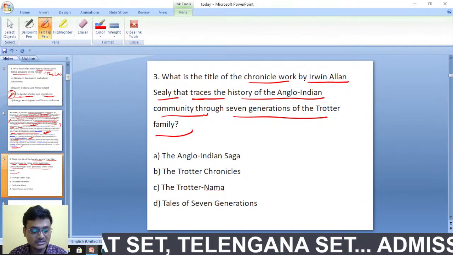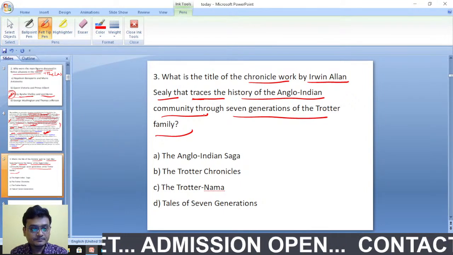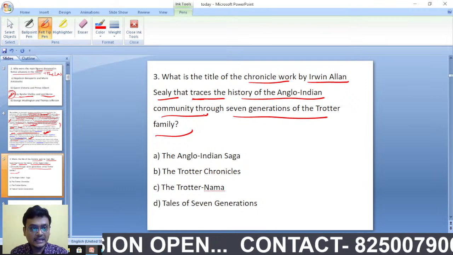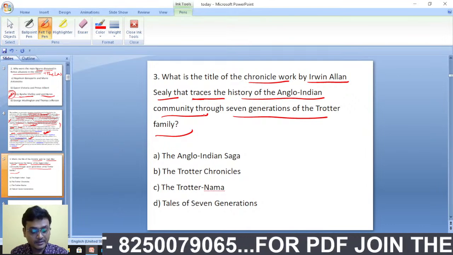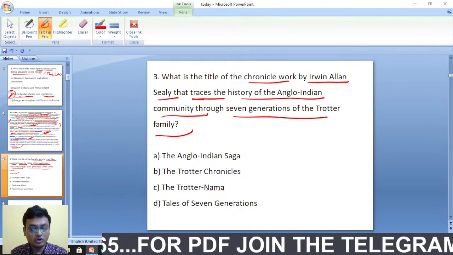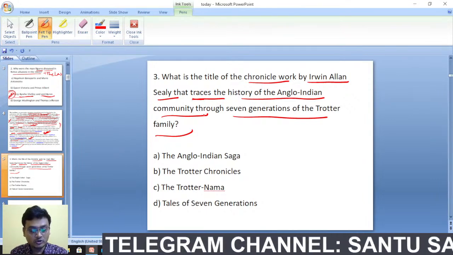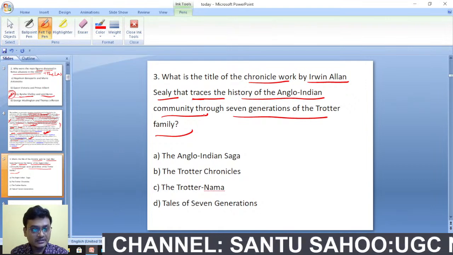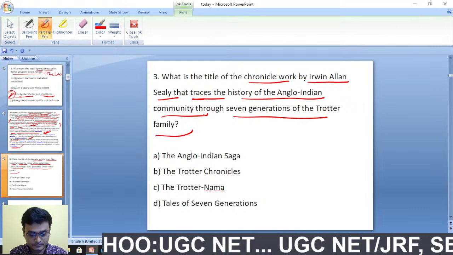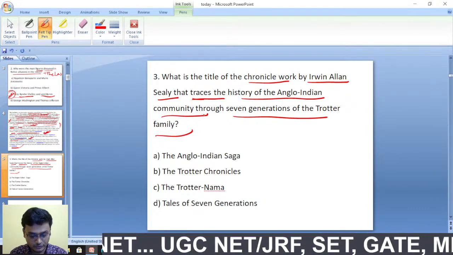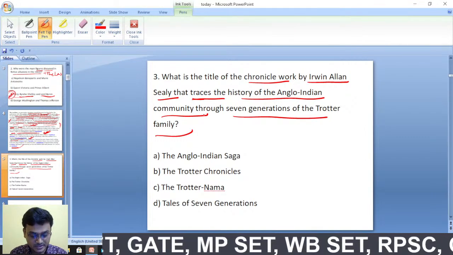Here, question number 3 on your screen. What is the title of the chronicle work by Allen Shelley that traces the history of the Anglo-Indian community through 7 generations of the Trotter family? Options are the Anglo-Indian Saga, the Trotter Chronicles, the Trotter Nama, Tales of 7 Generations. Now, what would be the right answer here? Question number 3 is on your screen.